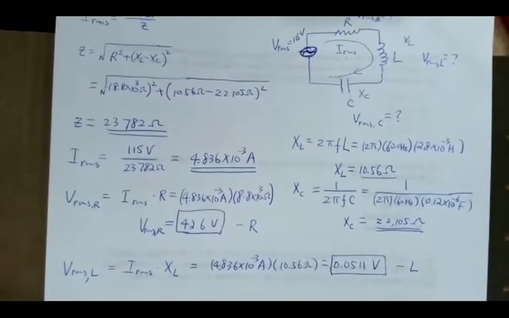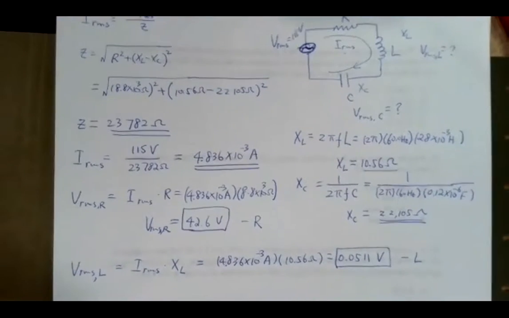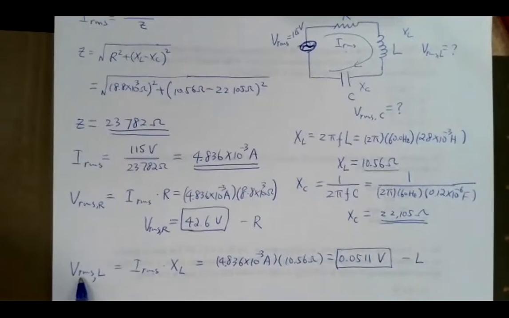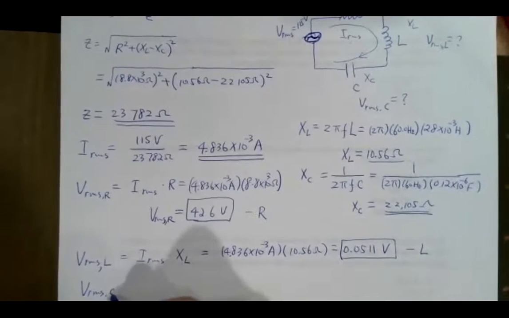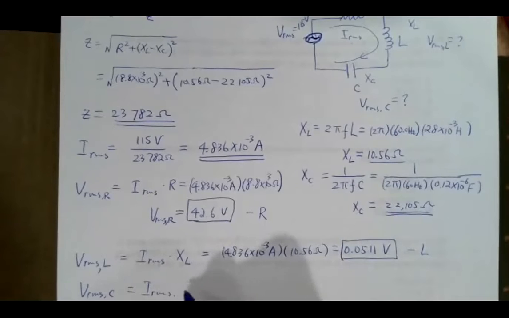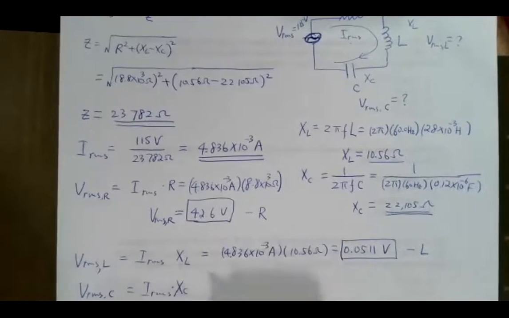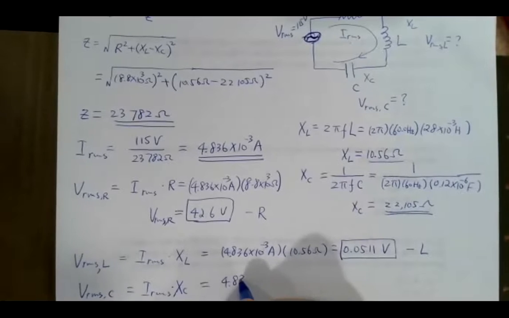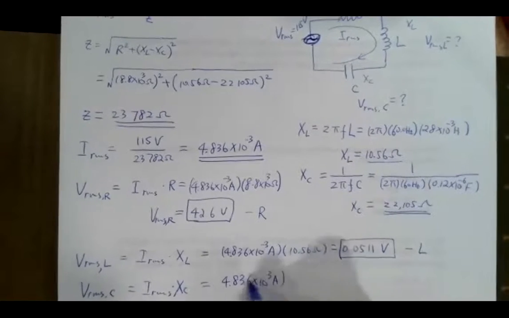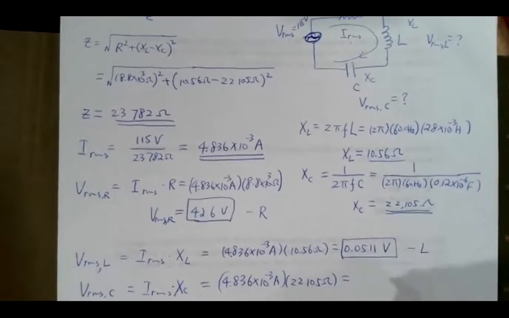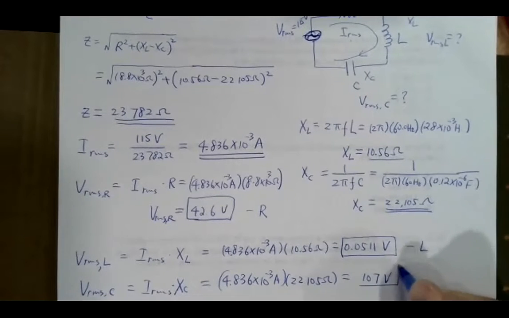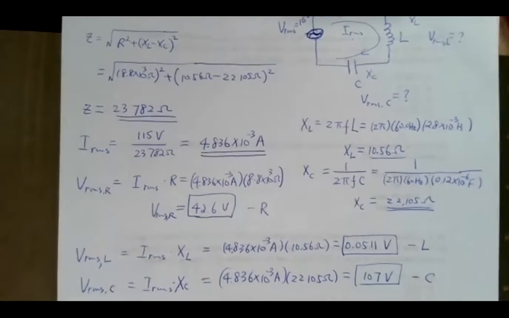Oops, it's not in the camera range. Okay, so for the RMS voltage on the inductor, it is the root mean square current times the reactance. Okay, similarly for the capacitor, it is the root mean square current times the reactance of the capacitor. So this is 4.836 times 10 to the minus 3 amps times XC, which is 22,105 ohms. That gives you 107 volts. Okay, so this is on your capacitor.